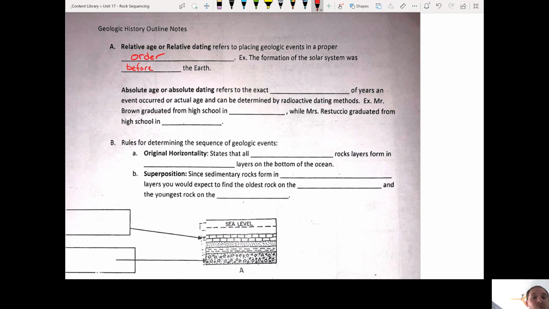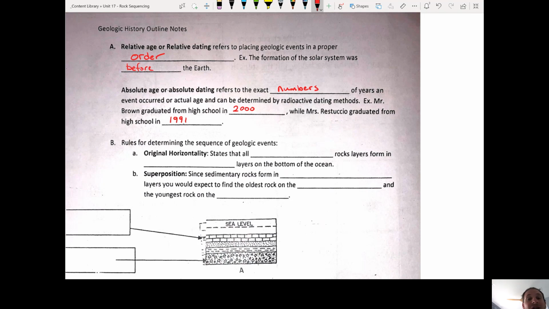Or, for example, I was born before you guys. I'm not putting in an age there. We're just saying something is older than something else. With absolute dating, and we talked about radioactive decay, this refers to the exact number of years that something actually happened. For example, I graduated high school in 2000, and Mr. Stuccio graduated high school in 1991. I don't really know if she did or not, but I'm just taking a guess there.